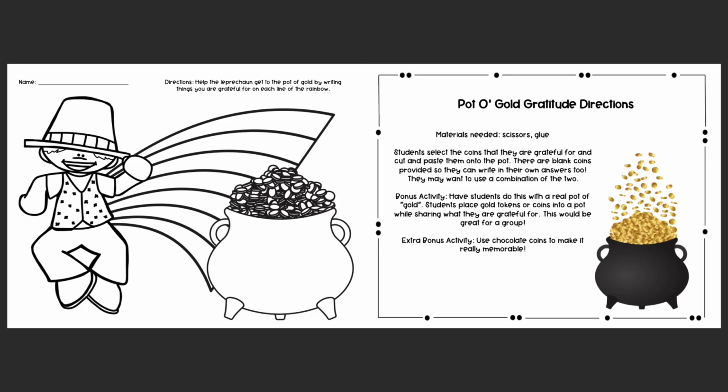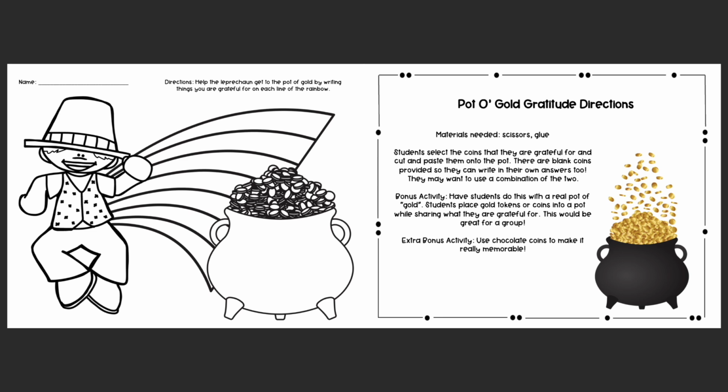And then there is a worksheet here. This is just a little coloring sheet that students can do, and on each line of the rainbow they can write in something that they're grateful for. So super simple. This one's great for the little guys.